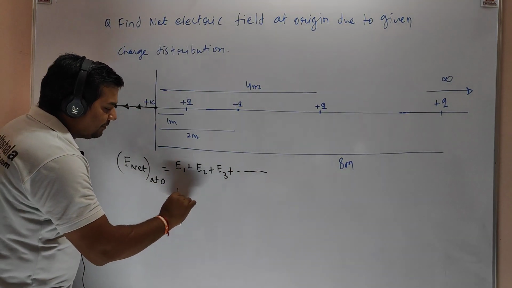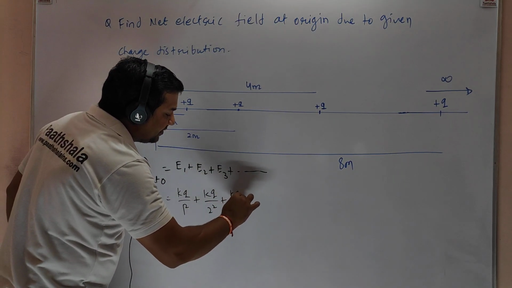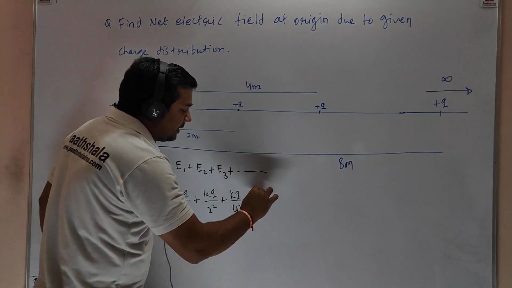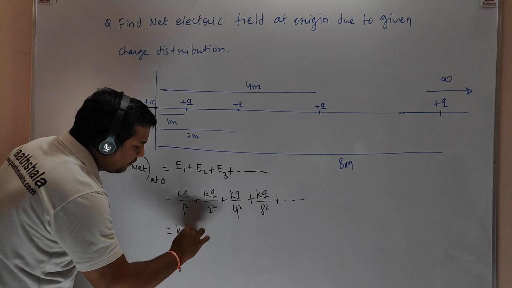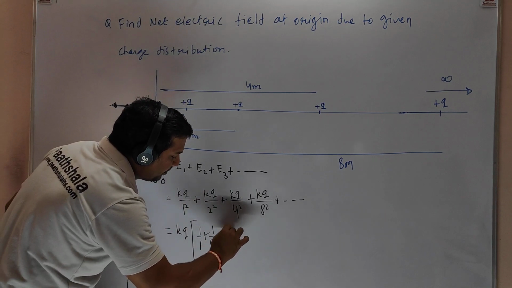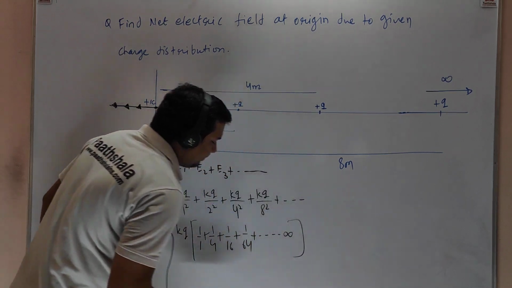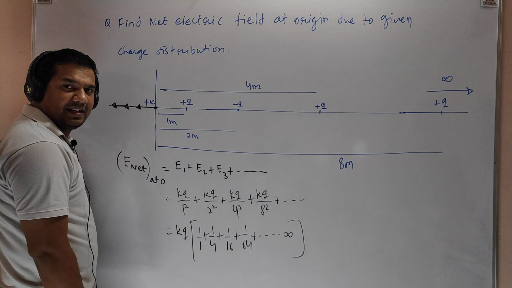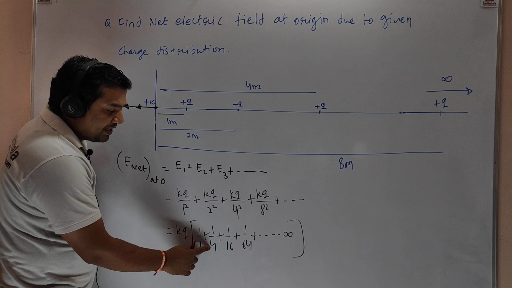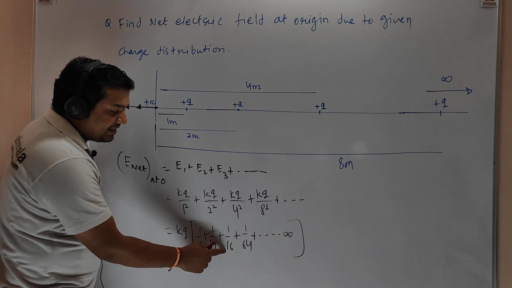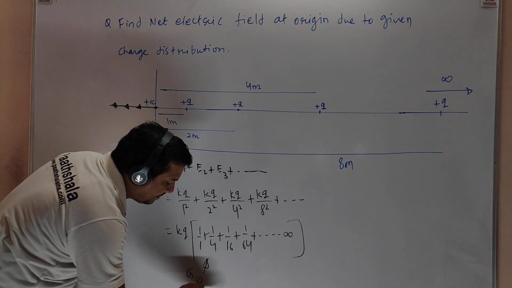What is the value of E1? KQ by 1 square. What is E2? KQ by 2 square. What is E3? KQ by 4 square. KQ by 8 square, and so on. Take KQ common. What you will get? 1 by 1 plus 1 by 4 plus 1 by 16 plus 1 by 64, dash till infinite. So it's a GP, right? And the common ratio is 1 by 4. You multiply this by 1 by 4, you get this. Multiply by 1 by 4 in this, you will get this. So it's a GP.